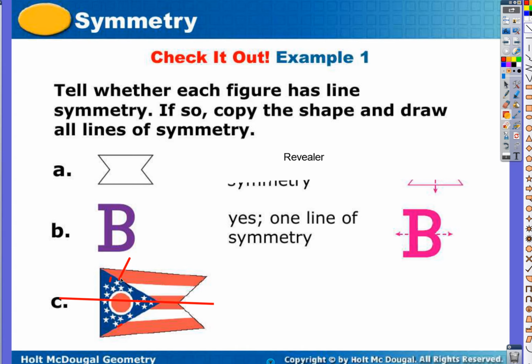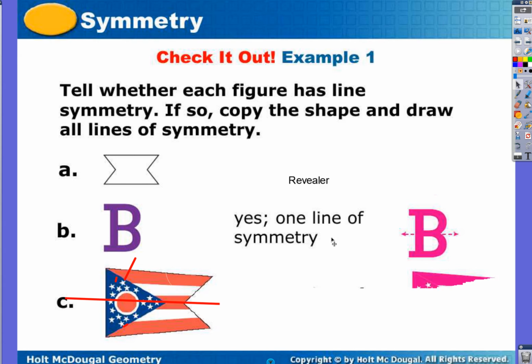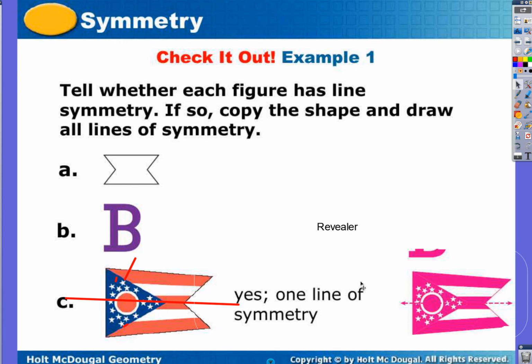We'll do the reveal then. Let's see the reveal. Let's see if she's right. Let's be right. Teacher be wrong. Yeah, look at that. They said yes. I was right today. The teacher was wrong.